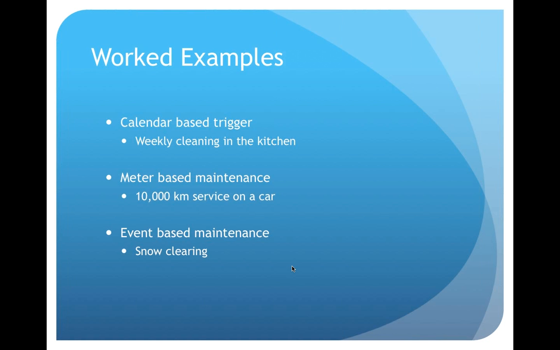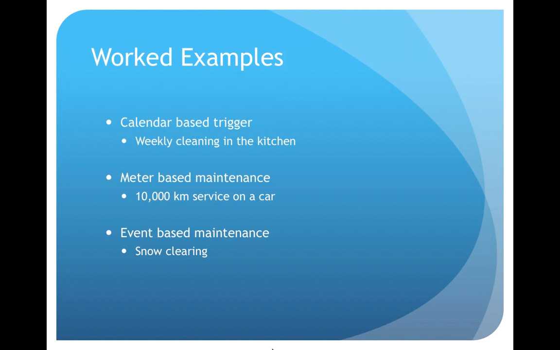The kitchen, because it's good to have a clean kitchen. The car, because you need to have a well-serviced car to make sure it's safe. And the snow clearing, because the councils in Toronto demand that we as residents clean our own driveways and our own footpaths in front of our house.